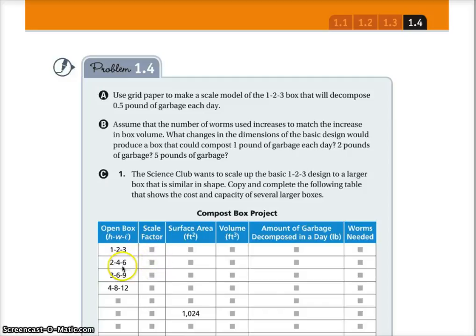We're going to calculate the surface area. We'll plug it in here, and the volume on these numbers here. We'll plug everything in, and we can see the connection. This is our volume. This is our surface area. And we should be able to find the connection between the worms and the amount of garbage.